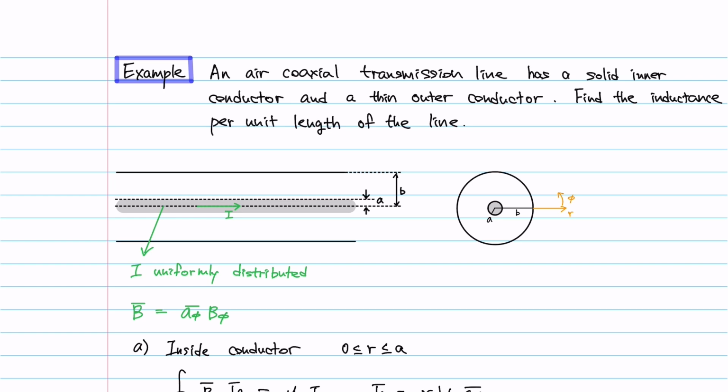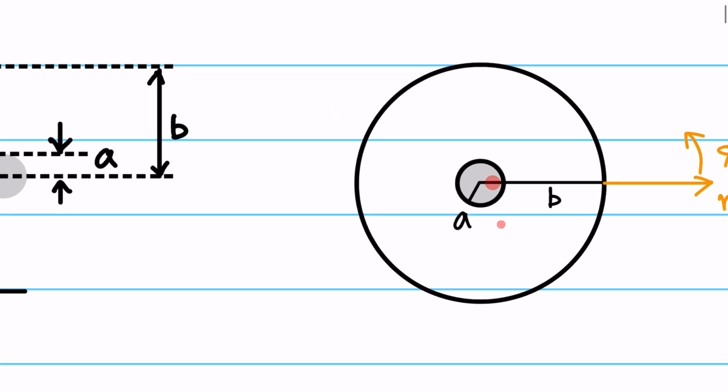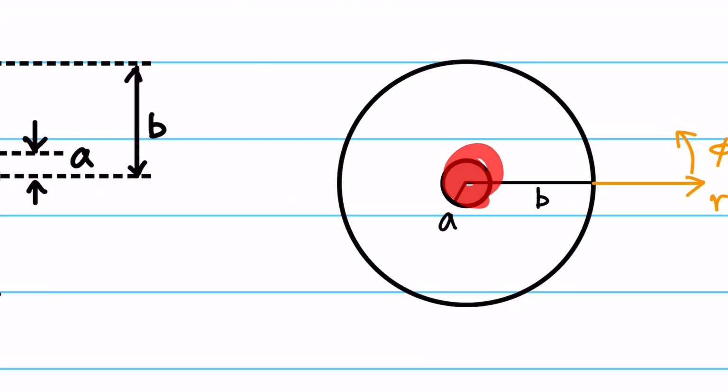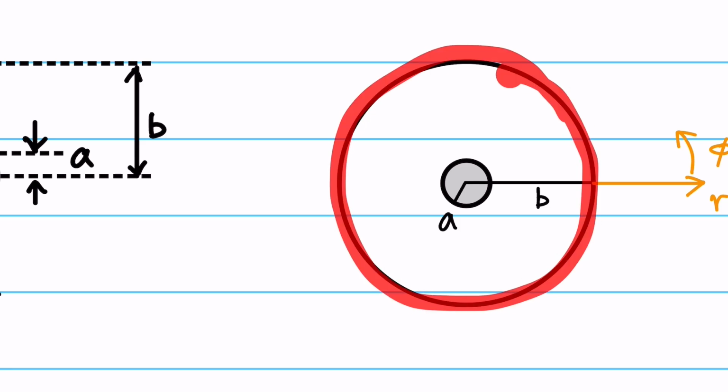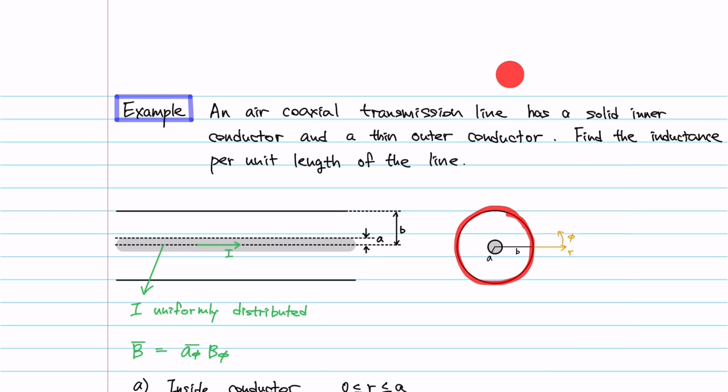So it has a solid inner conductor. The inner conductor, the gray one, is a solid piece of metal carrying current, and the black circle is the case. That's a coaxial conductor, very thin. That's the outer conductor. So how do you find the inductance per unit length of this cable?